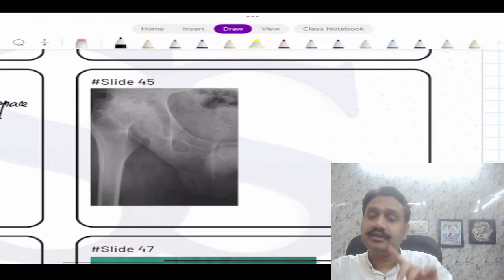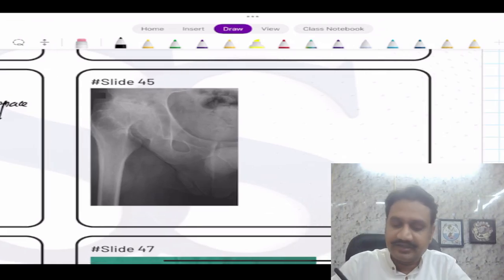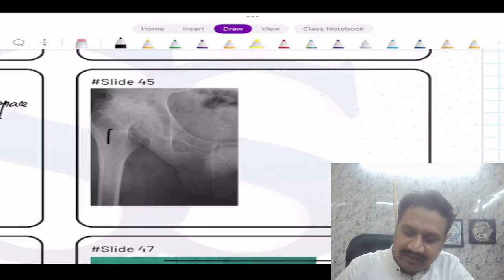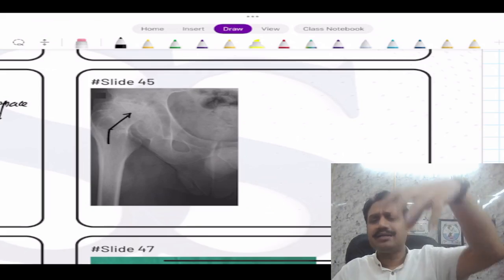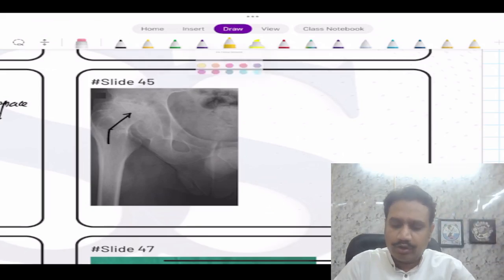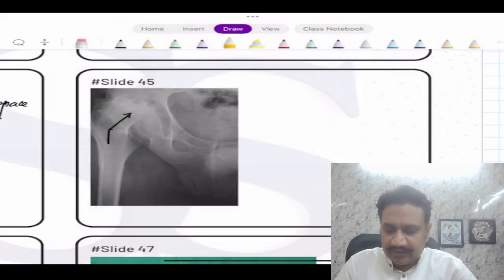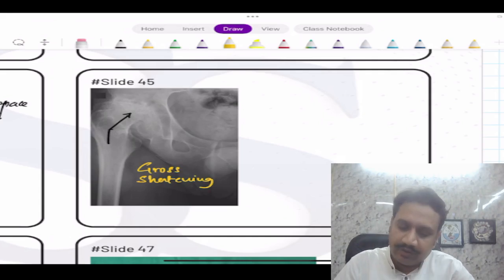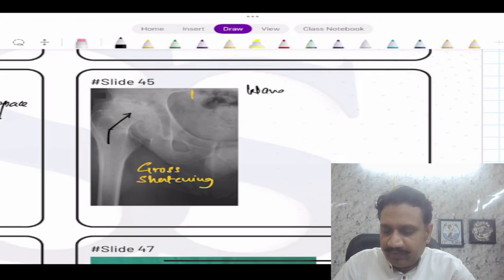Perfect. And in the tuberculosis of the hip, what we can appreciate sometimes is the proximal femur getting so destroyed that it is going upwards. This is the gross shortening of the limb, and this gross shortening of the limb is going to give you a typical radiological finding. What do we call this finding, where the proximal femur is going up and up?